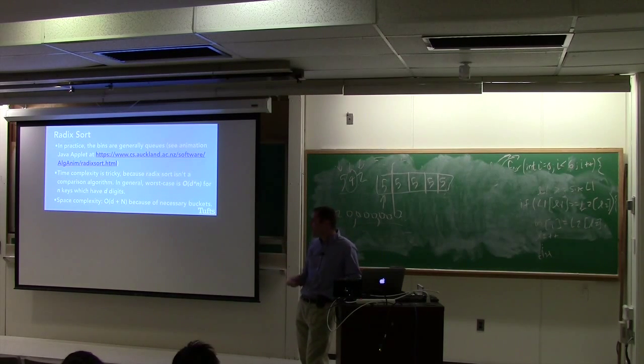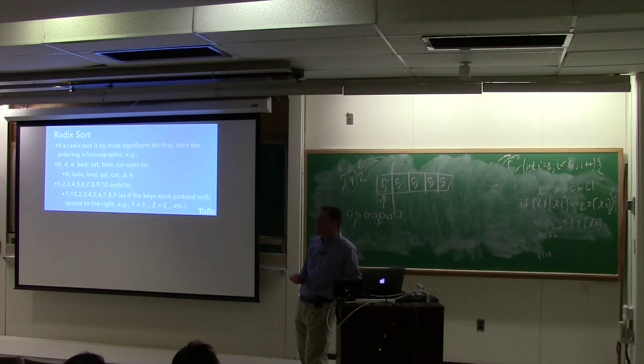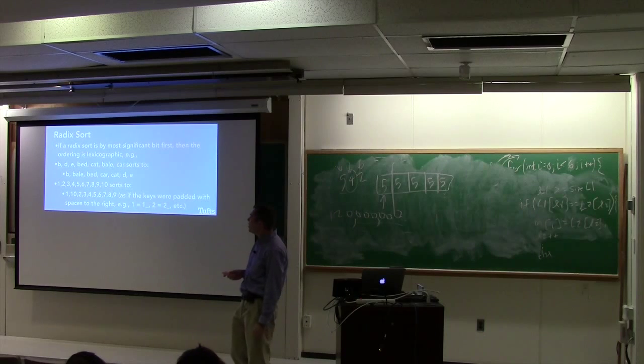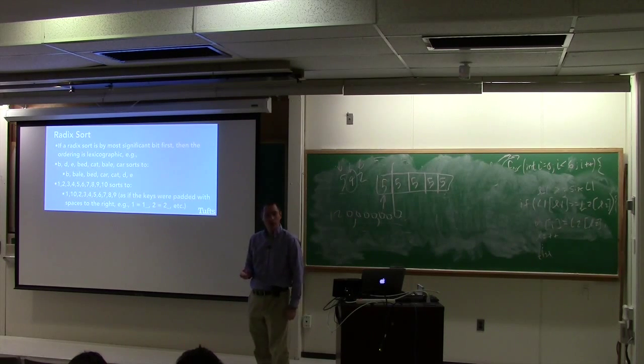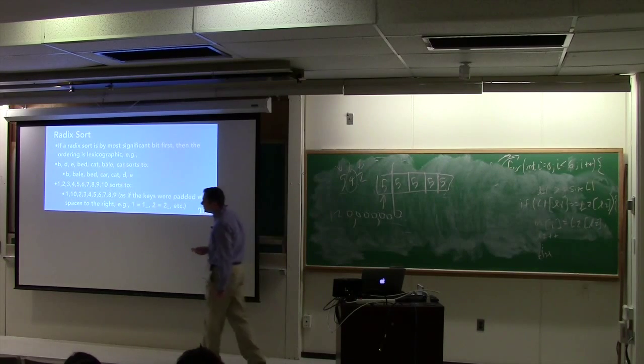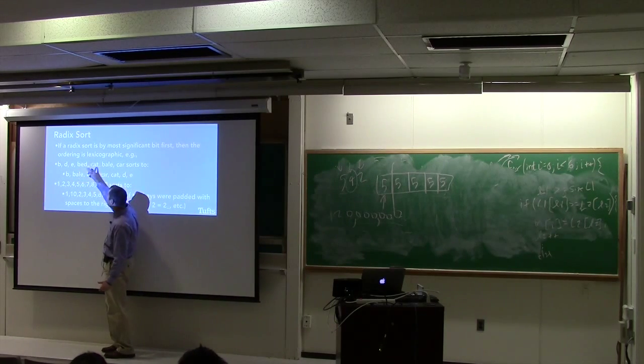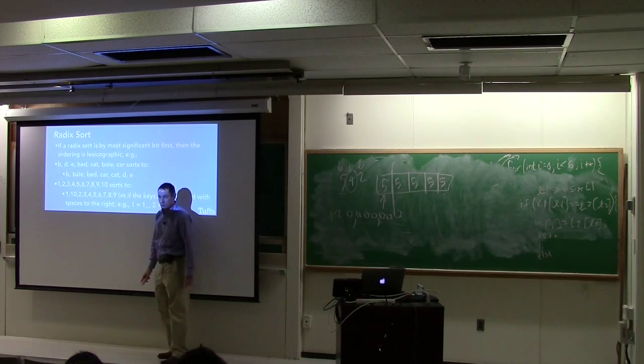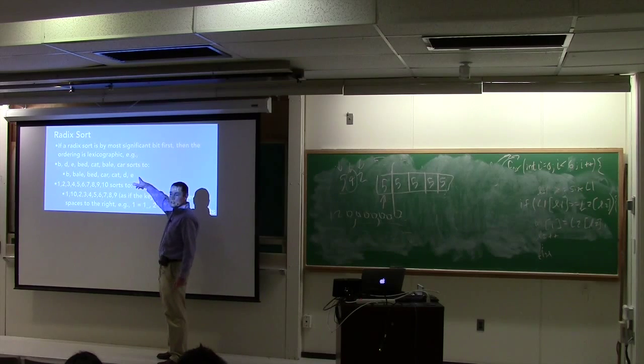Now, back to your question about if you do it in the opposite order, if you do the most significant bit first, you end up with a different ordering. You end up with a lexicographic ordering, which is actually alphabetical. Why? Take a look at this. B, D, E, bed, cat, bail, car. That becomes B, bail, bed, car, cat, D, and E if you do it this way. And isn't that the way we want it to be ordered for words? B generally comes before bail. Bail definitely comes before bed.